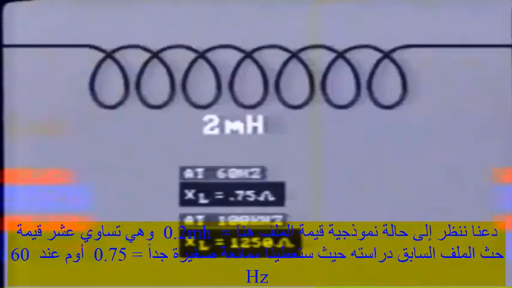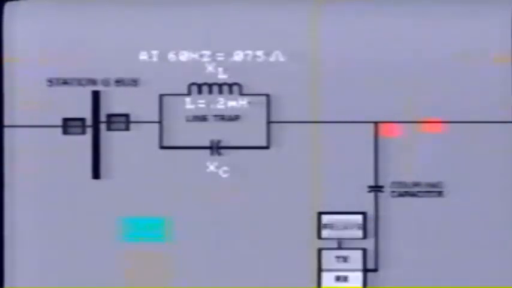Let's look at a typical case. The value of the inductor here is 0.2 millihenries. You can already see an advantage. This is 1/10 of the value of the line inductor that we previously examined. This gives us the very low impedance of 0.075 ohms at 60 hertz, and so reduces associated losses due to flow of power line current.